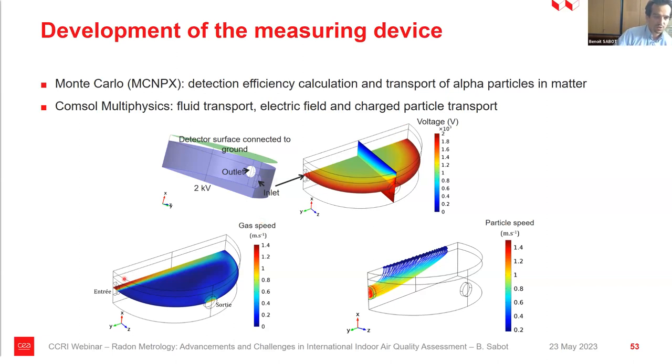And using such tools, we found a good compromise where we have a quite compact detector with a good detection efficiency for the gas itself, and that can catch all the decay products immediately after they are created inside the device. This way, we could have a good spectrum to use and to measure precisely the activity concentration of thorium, as you will see after that.